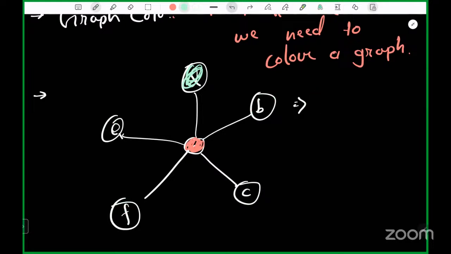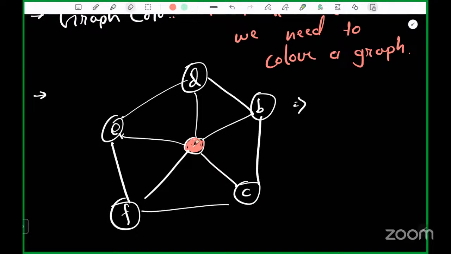Now suppose I have some more edges in this graph. So suppose these vertices are also connected, and there is one center vertex A. Now in this case, what do you guys think? What is the minimum number of colors we need?